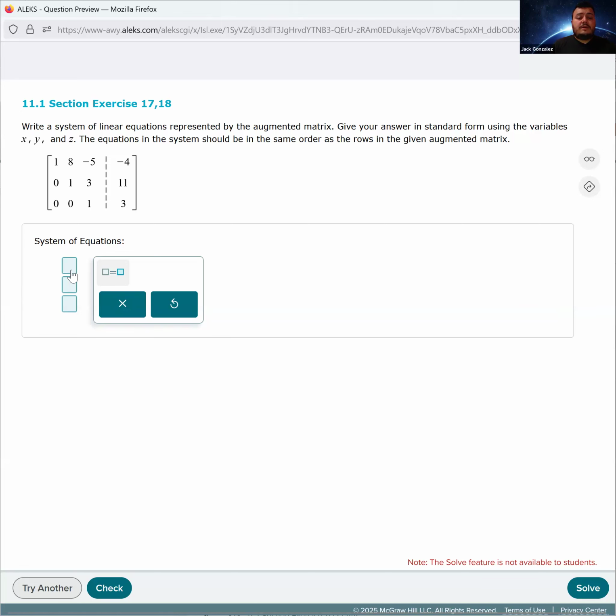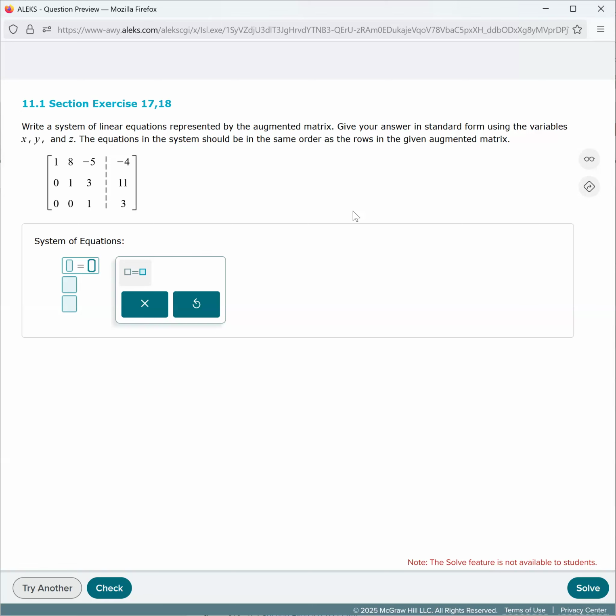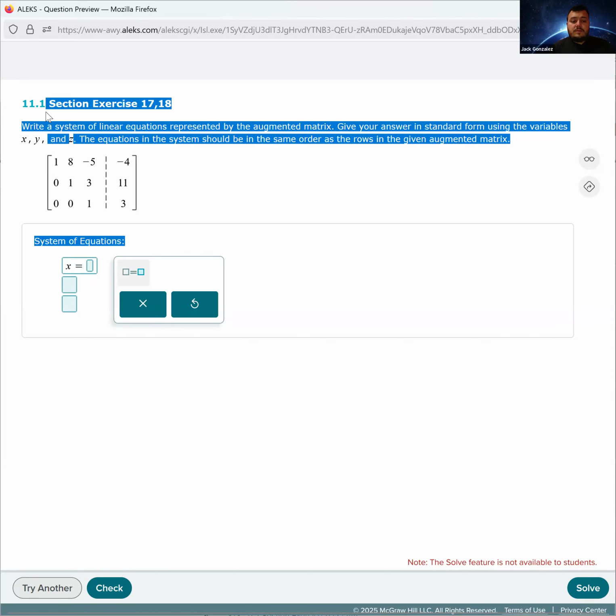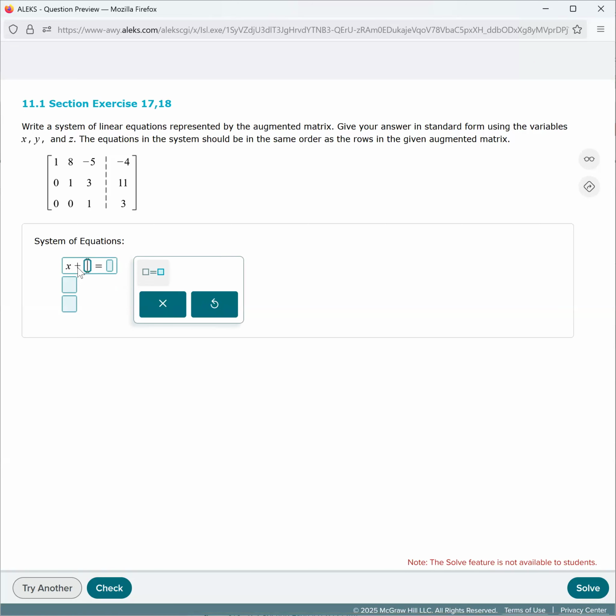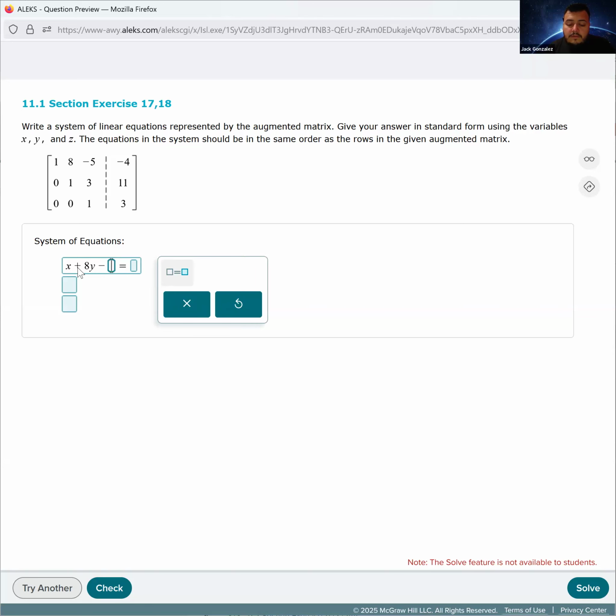So here they want us to change it back. So this is a 3 by 3 system. What is the first equation? What do y'all think? Someone said 1x plus 8y minus 5z. Yeah, 1x plus 8y minus 5z equal to negative 4. Okay.